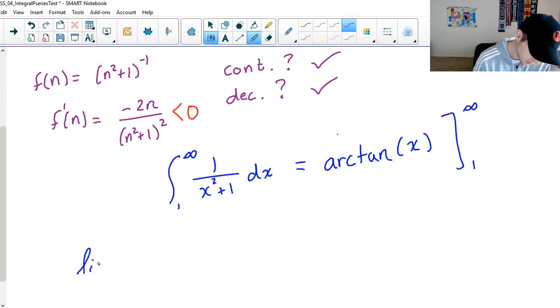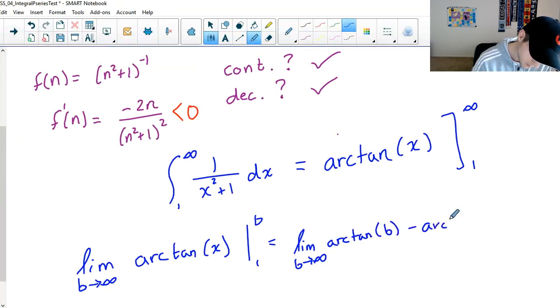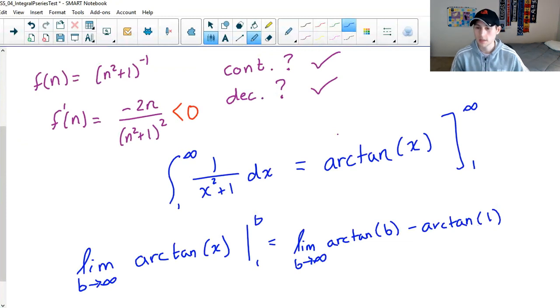All right, so let's take the limit. Again, let's use a replacement variable. Let's say b, from 1 to b. So arctan of b minus arctan of 1.